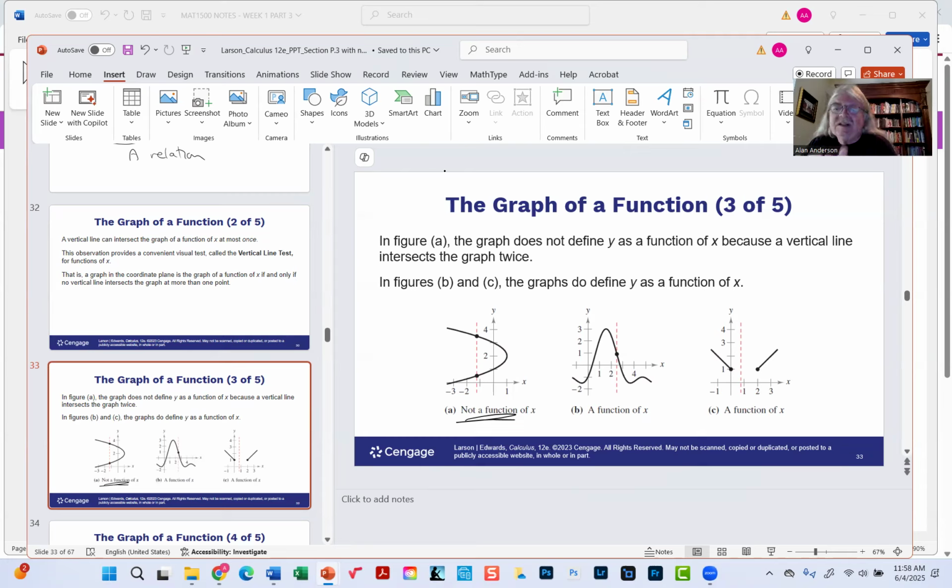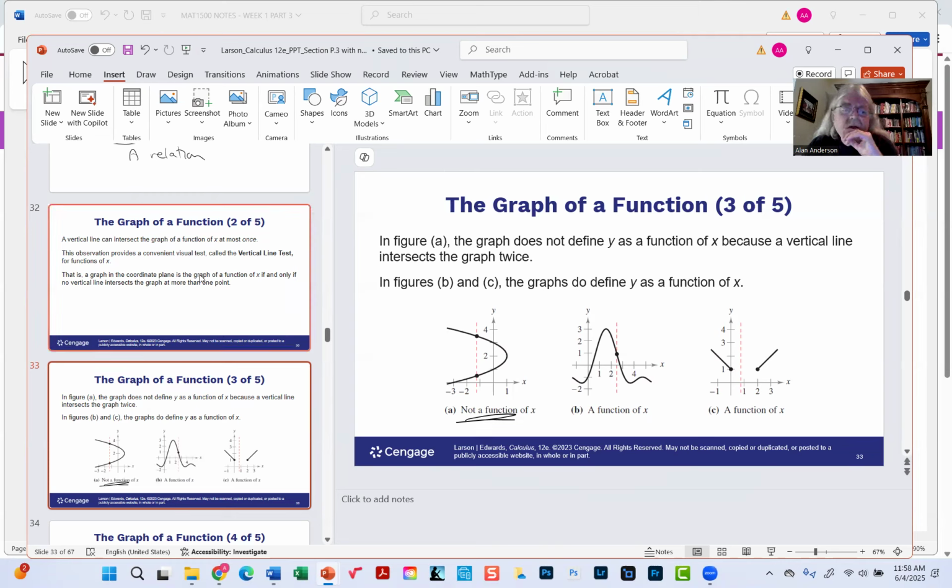It's a strange function, but it is a function because no matter where you put that vertical line, it'll never cross through that graph more than once. The one on the far right, in spite of the way it appears, is also a function. Okay, it's a discontinuous function, but it's still a function. And that's again because no matter where you put that vertical line, you'll see that it will never cross the graph at two different points.